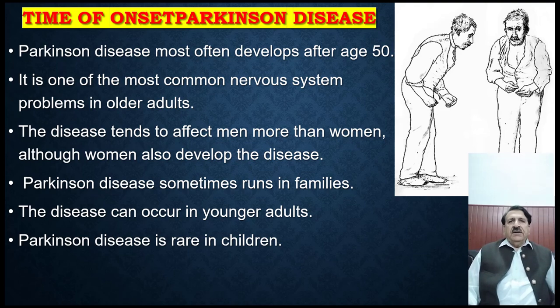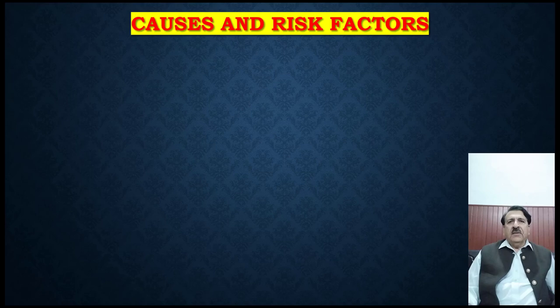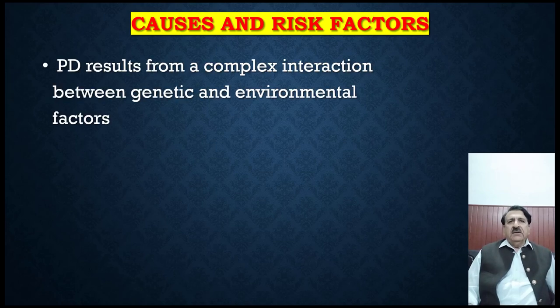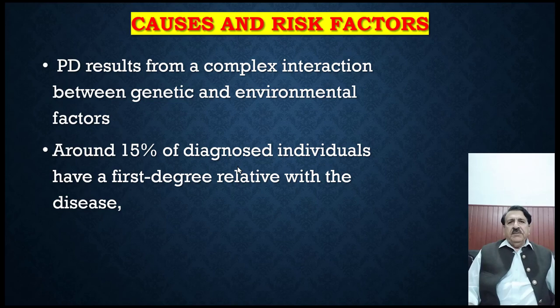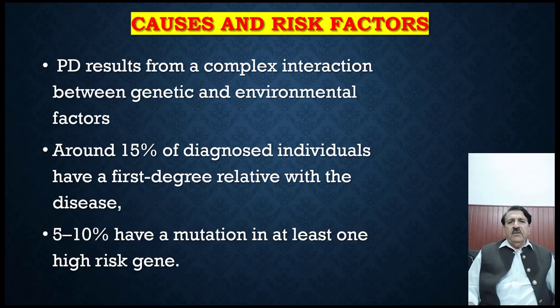Causes and risk factors. Parkinson disease results from a complex interaction between genetic and environmental factors. Around 15% of diagnosed individuals have a first-degree relative with the disease. 5 to 10% have a mutation in at least one high-risk gene.